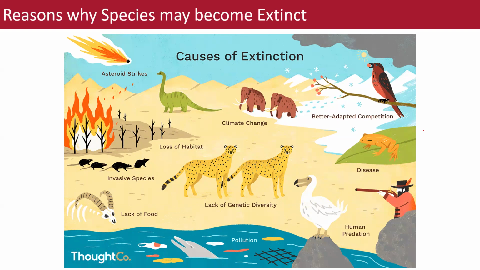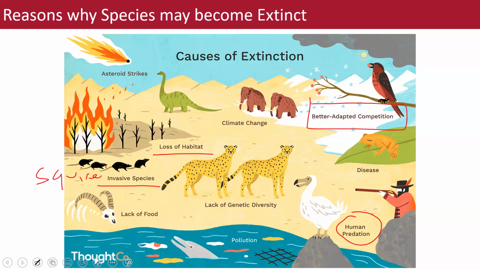Okay, so we've got things like human predation, right? That is a pretty good one to do with making extinctions. We've got loss of habitat. We've got invasive species. Think about the squirrel. The grey squirrel is an invasive species. It's come in, and then what it's done is taken over from the red squirrel. That could also be better adapted competition. The grey squirrel is better adapted because it's bigger and stronger, and it's also more aggressive.